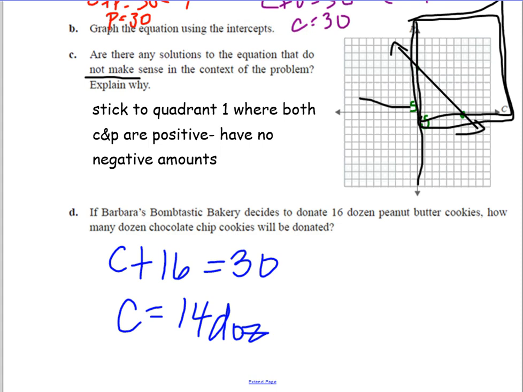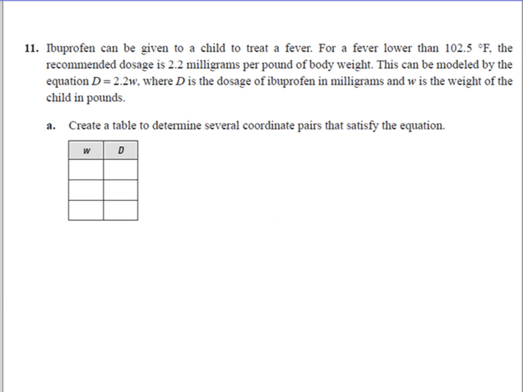Okay, for our next problem, we're looking at an ibuprofen example. Ibuprofen can be given to a child to treat a fever. For a light fever lower than 102.5, the recommended dosage is 2.2 milligrams per pound of body weight. This can be modeled by the equation D equals 2.2W, where D is the dosage and W is the weight.